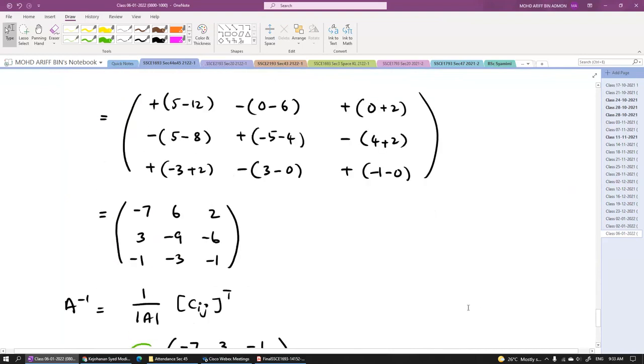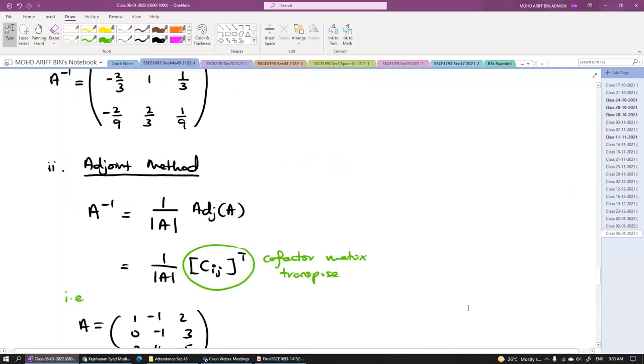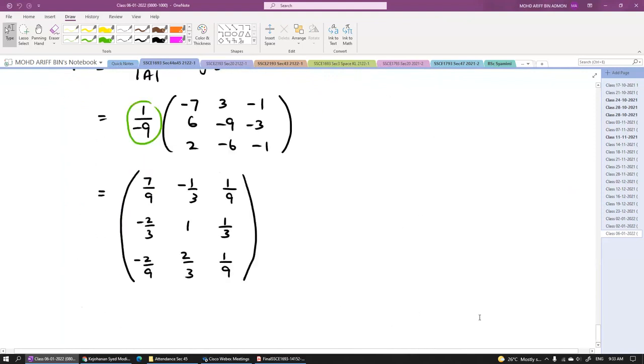So we proceed to the last method in calculating our inverse. Number 3, we call it elementary row operation.